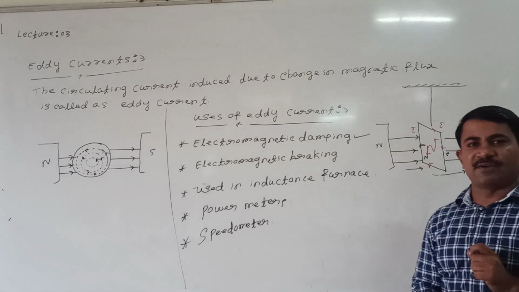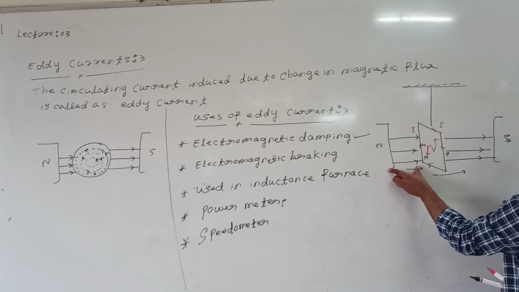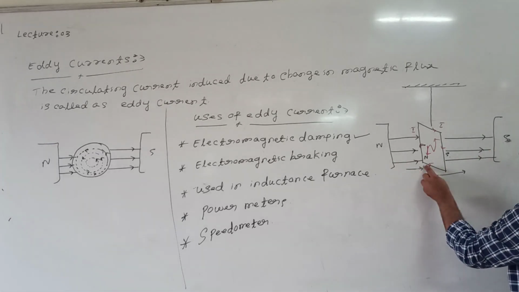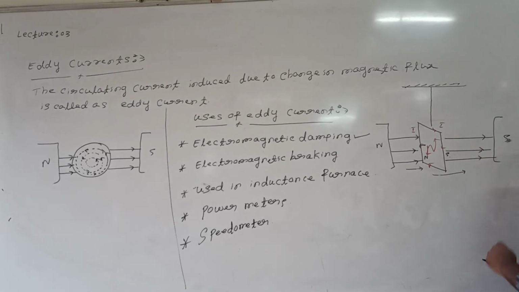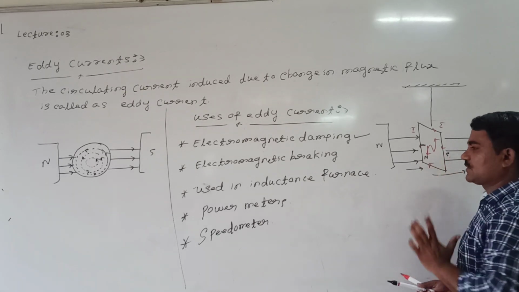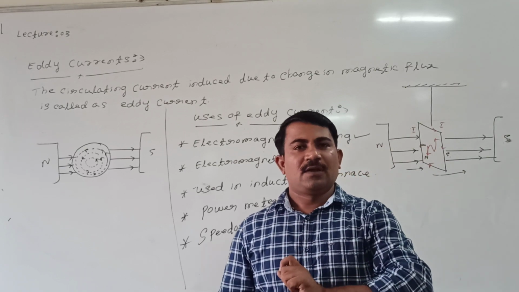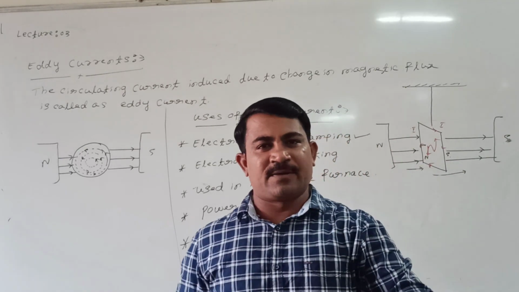Due to the change in magnetic flux, north and north repel each other, and south and south also repel each other. Here north and north repel each other, south and south repel each other. Due to repulsion, it comes to rest. This is electromagnetic damping. I mean the system which stops the oscillating body.